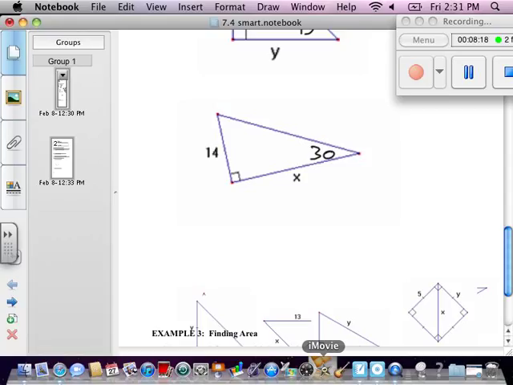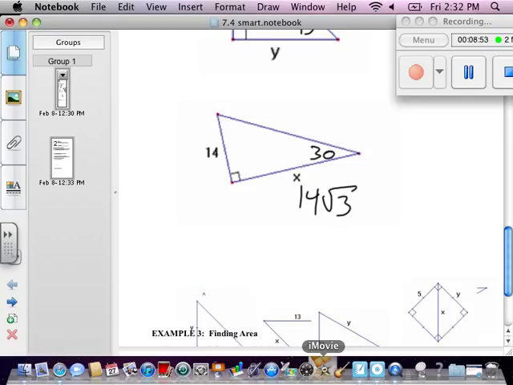Now let's look back. What does it say on my picture? It says multiply it by the square root of 3. So let's do that. 14 times the square root of 3. That's it. If I had wanted to find the hypotenuse instead, what would I do to 14? Times it by 2.